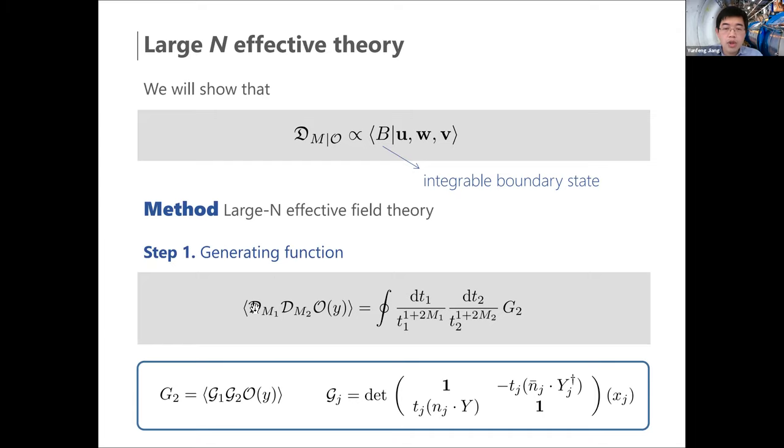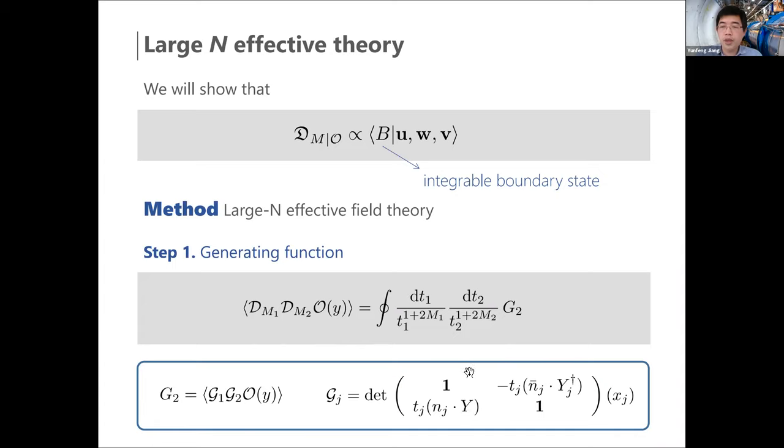So what we are interested in is computing this three-point function, dm1, dm2, and O. The first step is we want to write it in terms of some generating function, g2, defined by this curly g1, g2, the correlation function of curly g1, g2, and O, the same single trace operator. And this gj is given by this determinant.